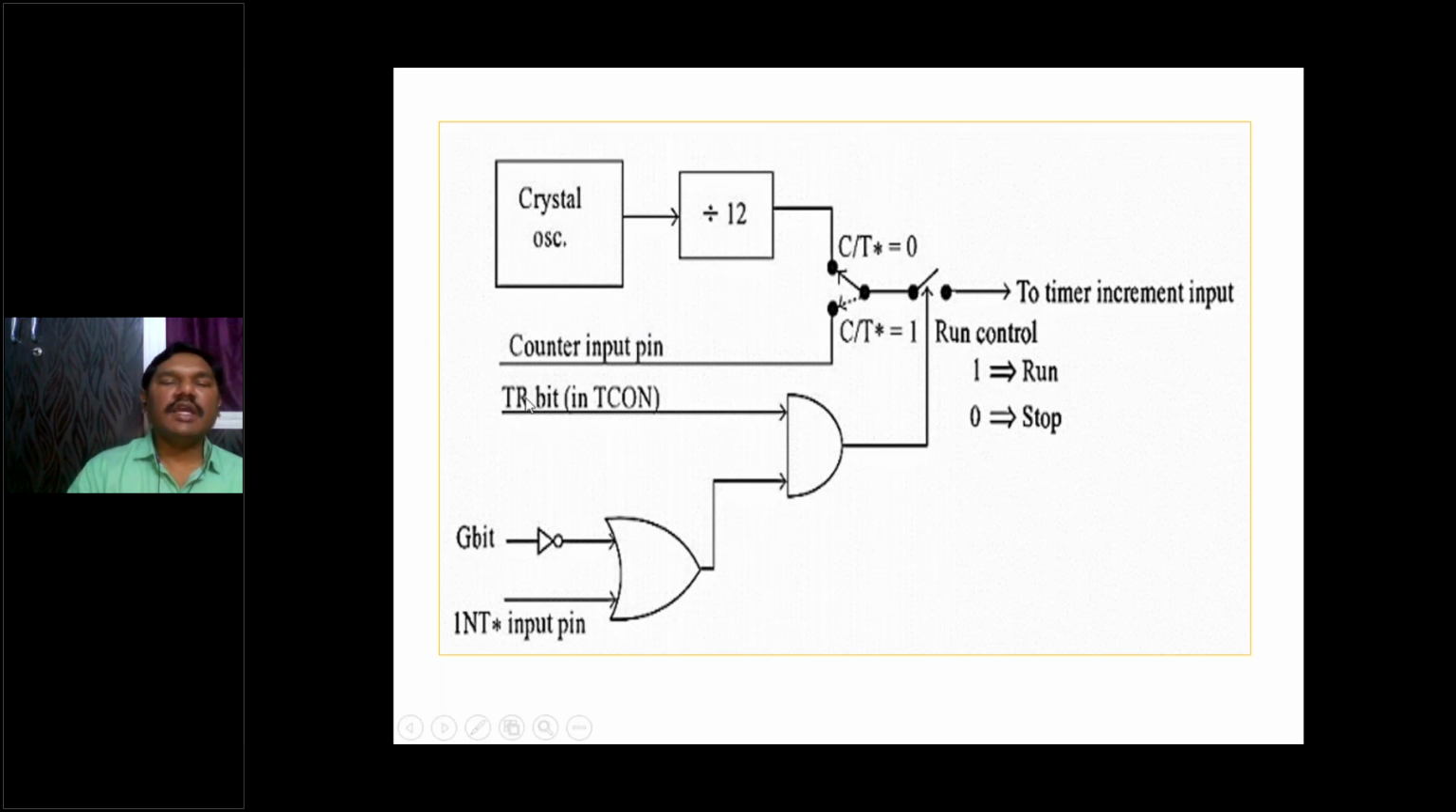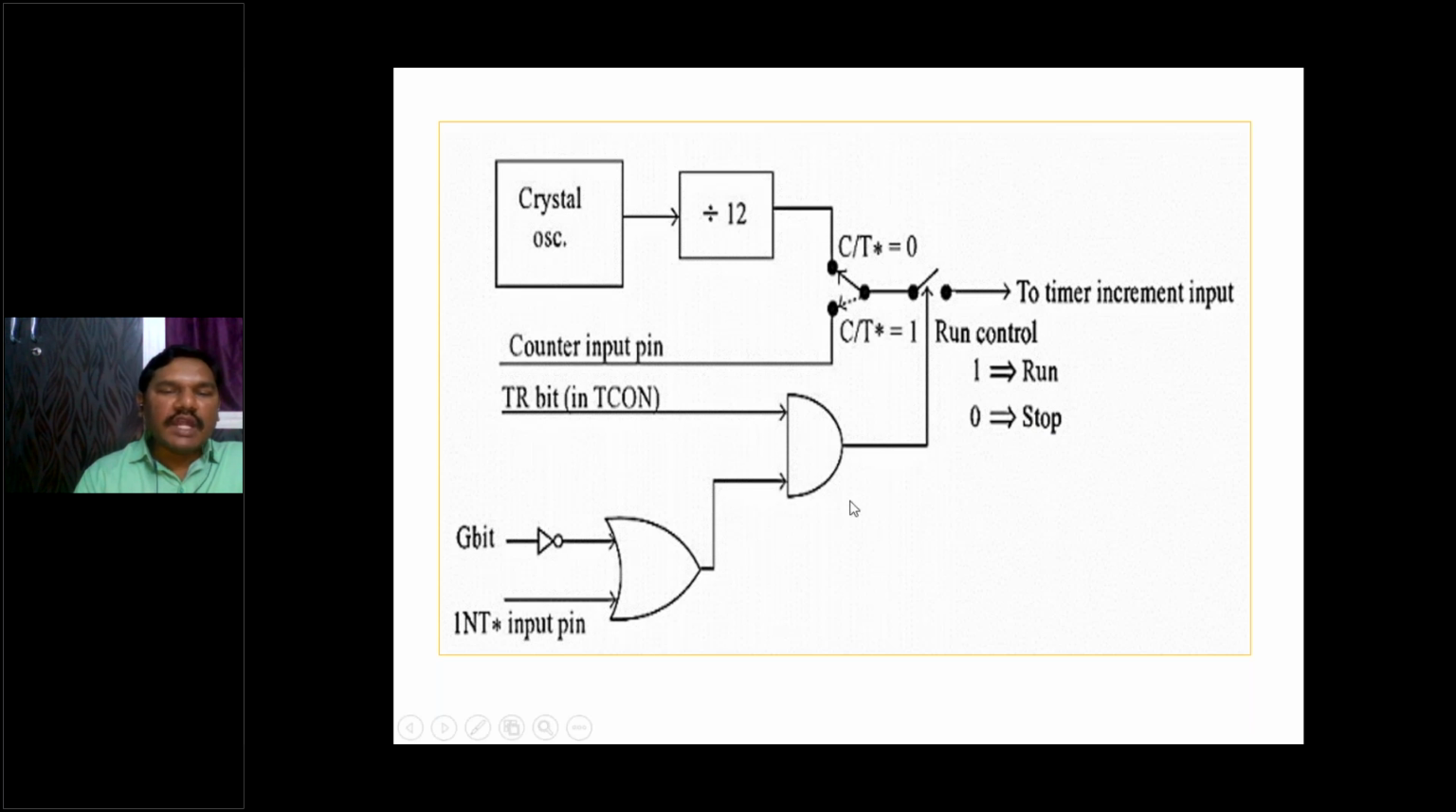Here TR means timer run, which we will see in the TCON register. Once again we have one more switch, connected to an AND gate. What is the output of the AND gate? If both inputs are high, then only it generates 1. If any one is 0, it generates 0. If the output of the AND gate is 1, the timer will run. If it is 0, the timer will stop.